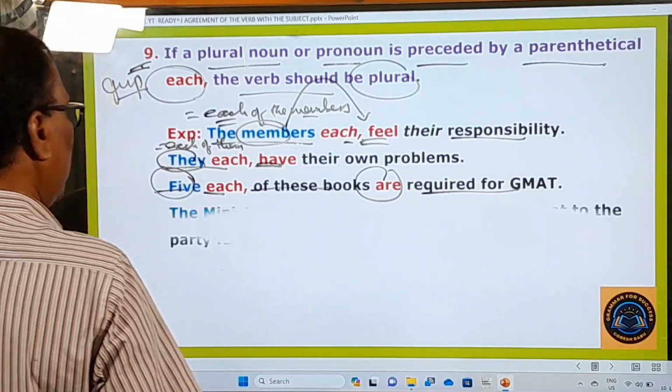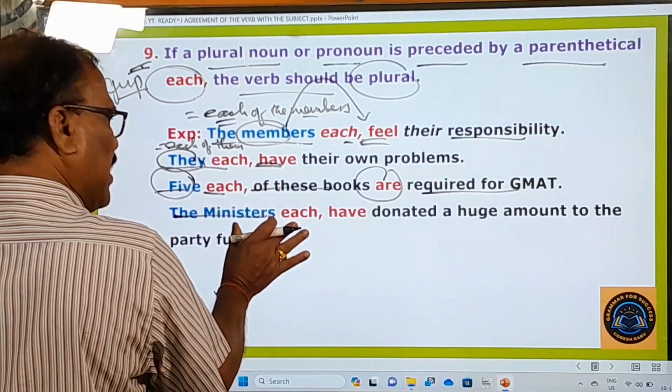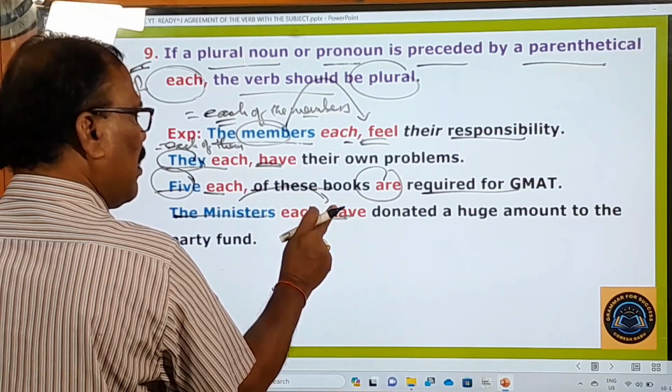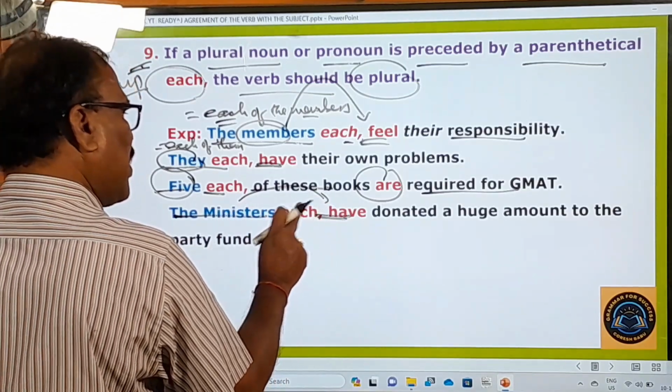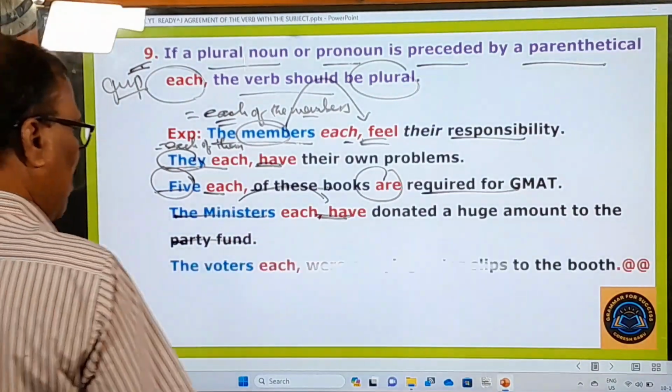Okay, right. The ministers each, that means each of the ministers. The ministers is a plural word, that's why we use only the plural helping verb. The ministers each have donated a huge amount to the party fund, right? And one more example is given here.